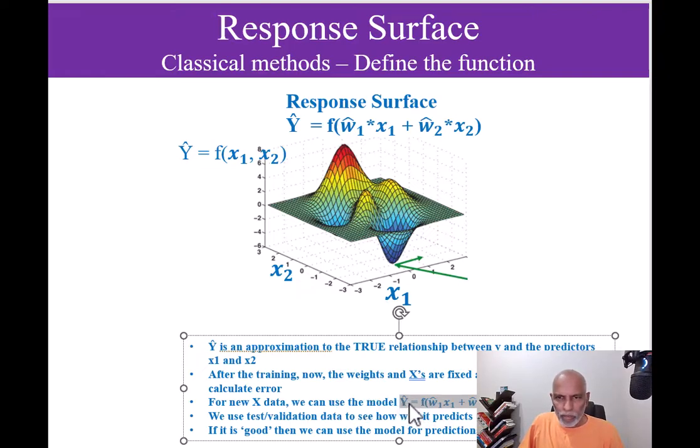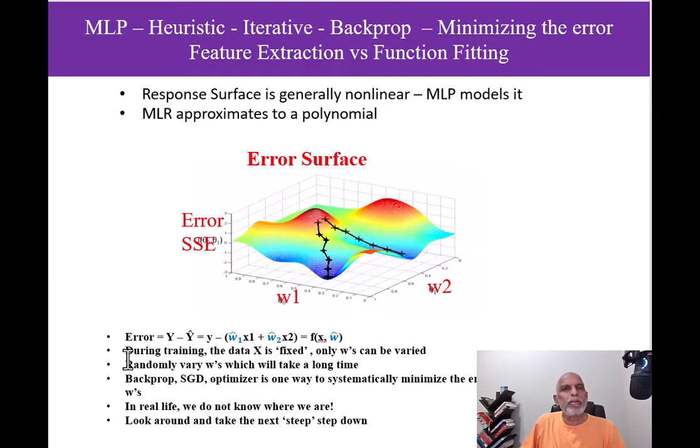So keep in mind, the purpose is to approximate a best surface that is closely connecting the x1 and x2 input variables to the output variable y. Of course, we use the test validation in order to see how good the prediction is, and if it is good, then we use that model for production and for prediction. Prediction in production, you can say that way.